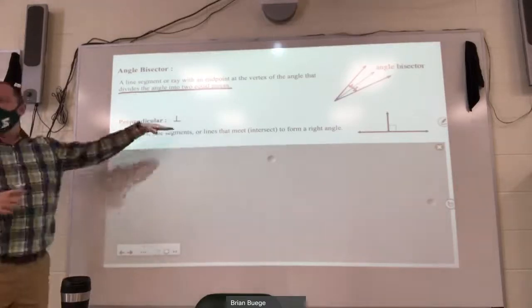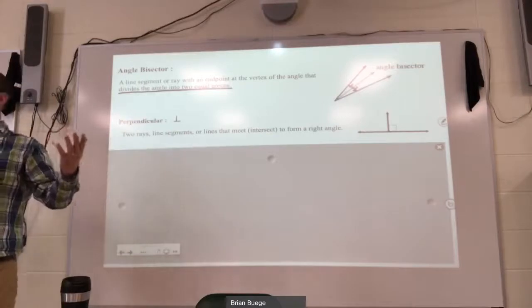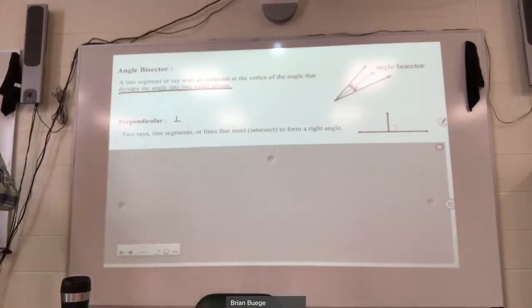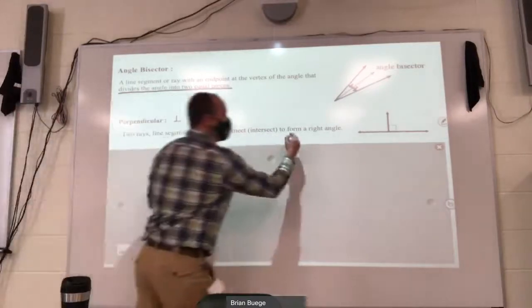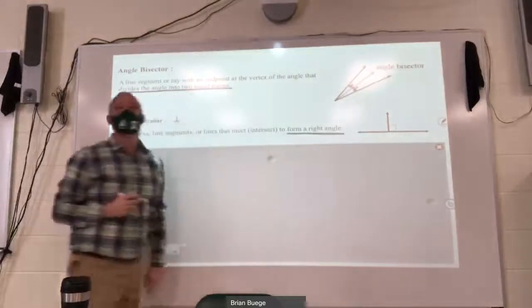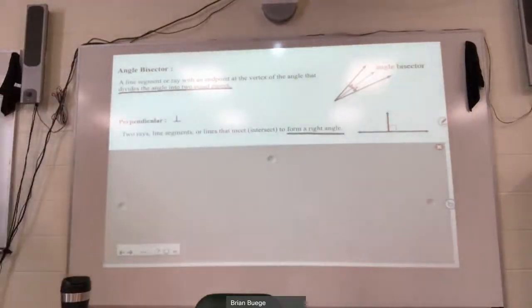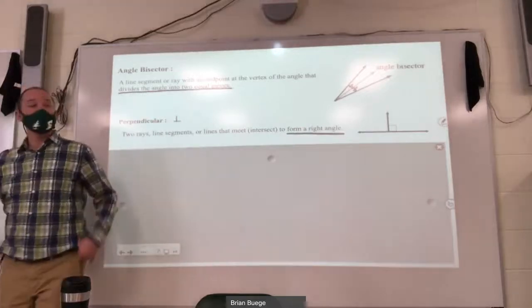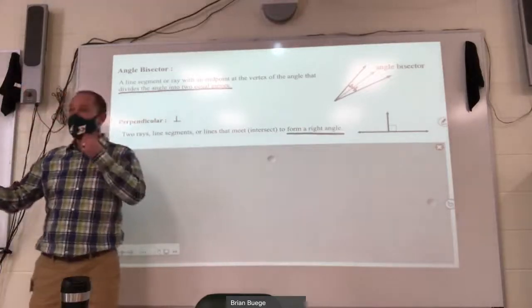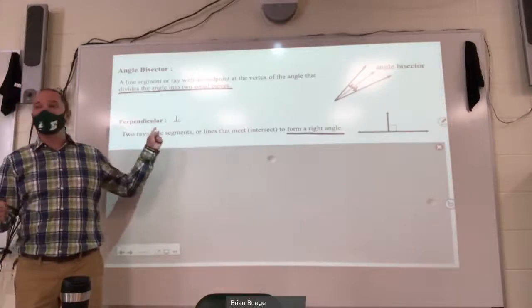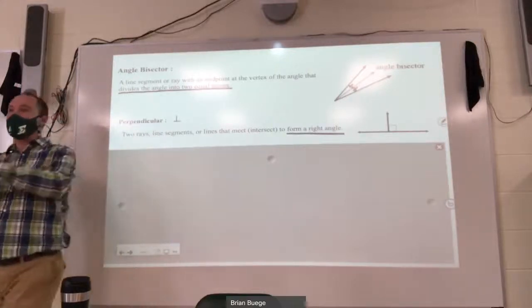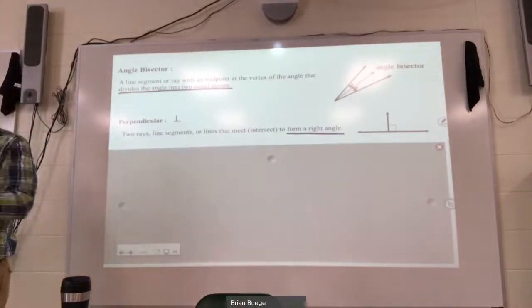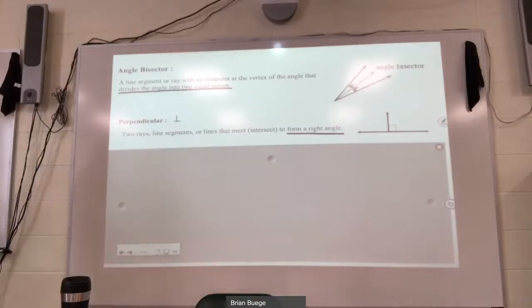So perpendicular, if I tell you that two lines are perpendicular, what you then need to get out of that, by definition, is that they form a right angle. Okay, perpendicular lines form a right angle, always, by definition. That's what it means to be perpendicular. Somebody in the last class said that they intersect. Okay, two lines that intersect. And they do intersect, but the reason why perpendicular is special is because it's at a 90-degree angle. That's the special part of perpendicular lines.